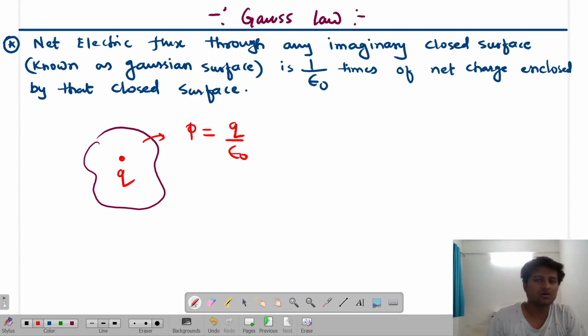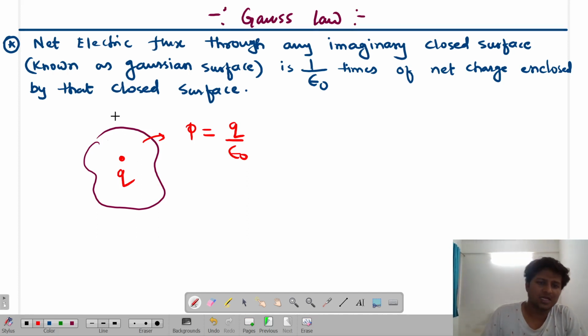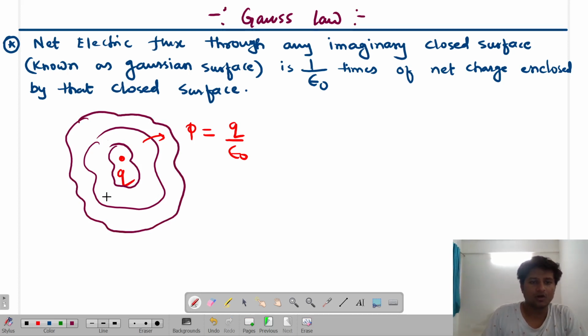Now, why did he talk about the imaginary surface? There is a reason for that. He is saying that I'm not saying that this charge can have only one surface. For this charge, I can consider this surface also, and this surface also, isn't it? But according to the previous principle, the area varies, so the flux will vary. But Gauss law says that as you have considered an imaginary surface, for all these surfaces my flux is the same, which is q by epsilon. Are you able to get me or not?